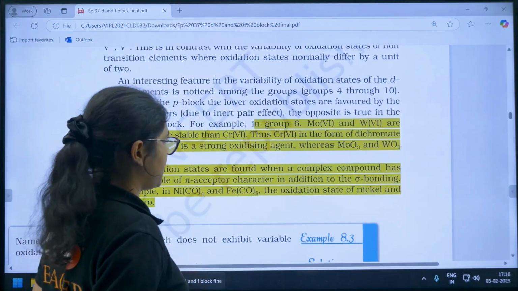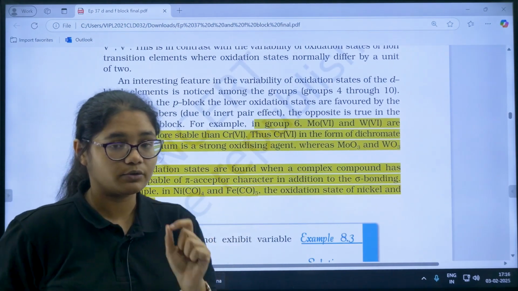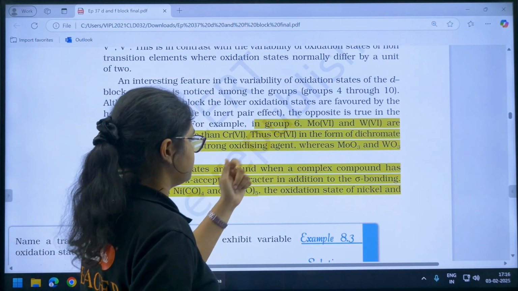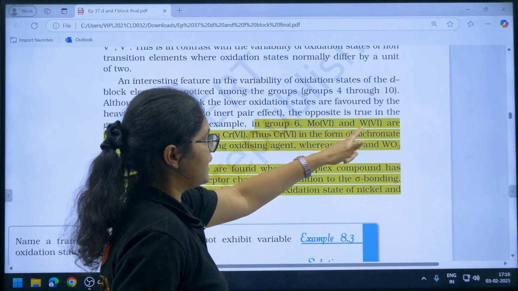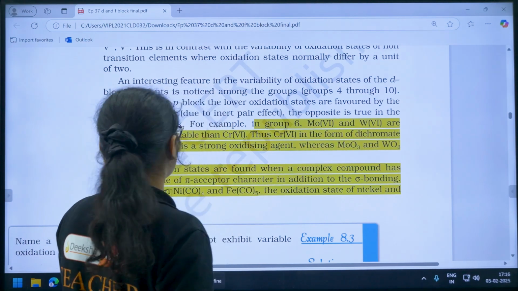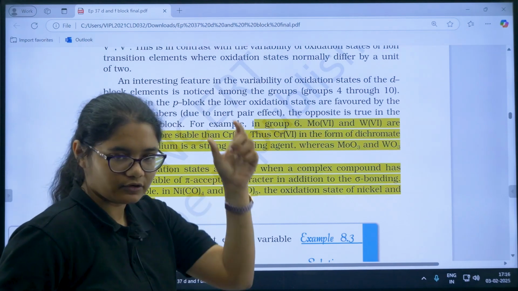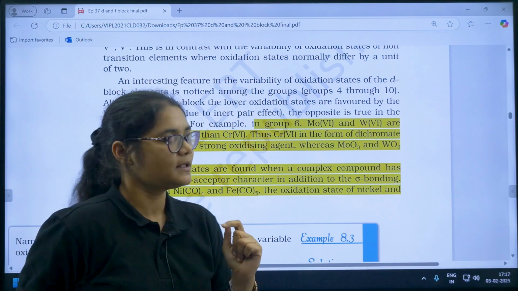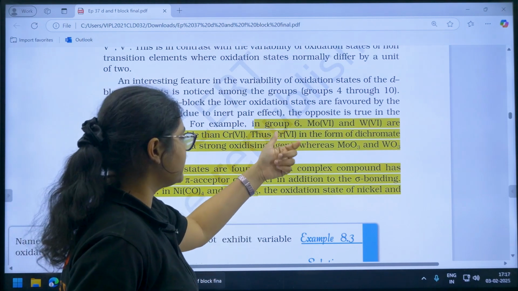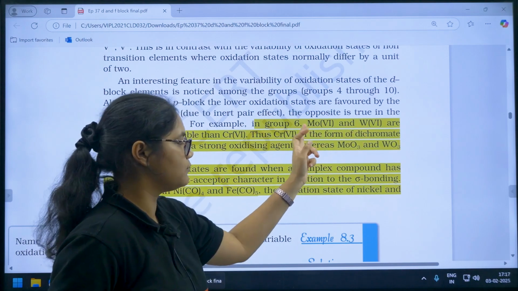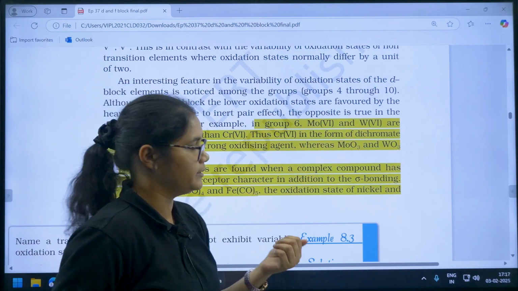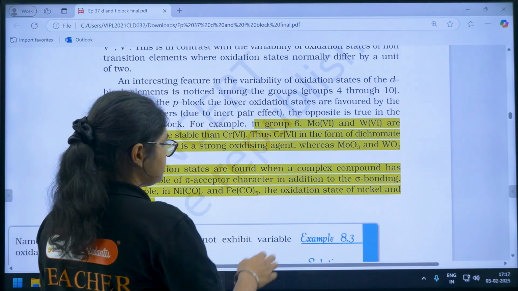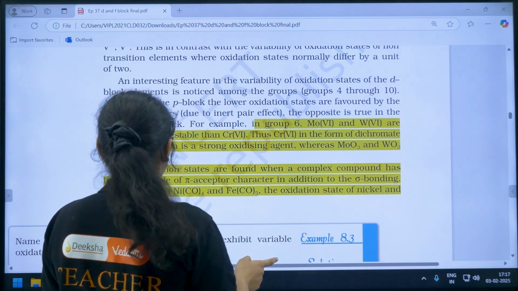Okay, now one more interesting fact here: in non-transition elements lower oxidation states are more stable, but in transition elements the higher oxidation states are more stable. So you can see molybdenum +6 and tungsten +6 are found to be more stable than chromium +6. In non-transition elements, down the group lower oxidation states are more stable. But here we have chromium, molybdenum and tungsten, right? So molybdenum and tungsten in +6 states are more stable. Chromium in +6 state in the form of dichromate in acidic medium is a strong oxidizing agent, whereas MoO3 and WO3 are not.